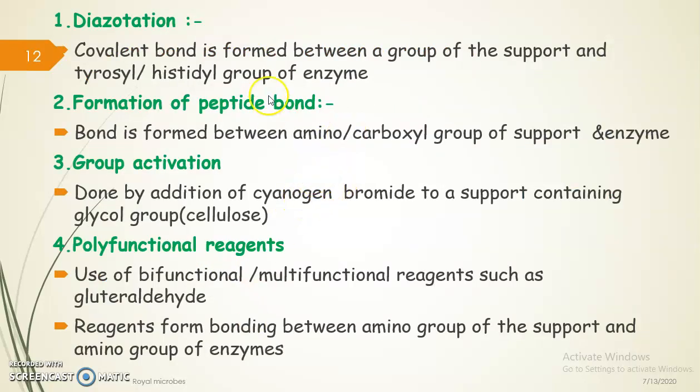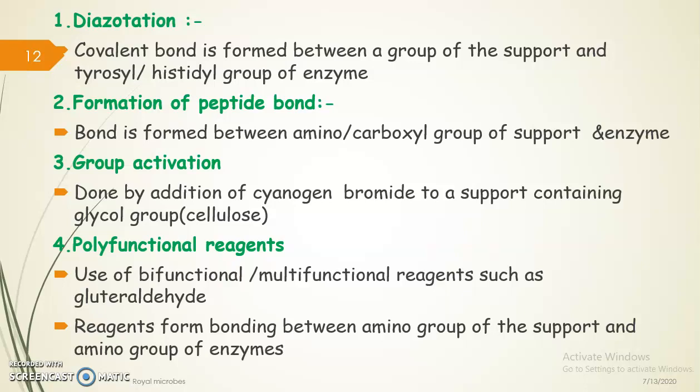First we can see diazotation. Here the covalent bond is formed between a group of the support and the tyrosyl or histidyl group of the enzyme. That is diazotation. Formation of peptide bond. You have already heard about peptide bonds. Here the bond is formed between the amino or carboxy group of the support and the enzyme.